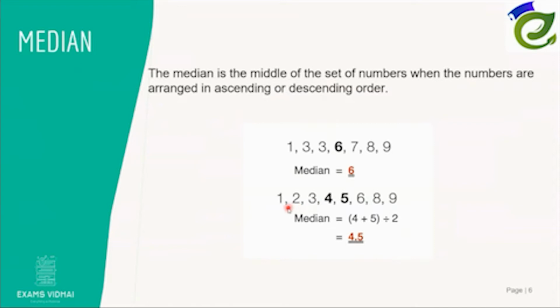But in this example, there are 8 terms present. So there is not a single middle term present. So there are two middle terms. So what you would do is take the n by 2th term and then the n by 2 plus 1th term and divide them by 2. So here you add 4 and 5 and divide it by 2, which gives you the median as 4.5.